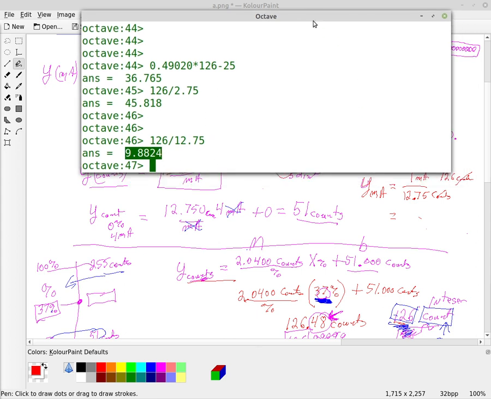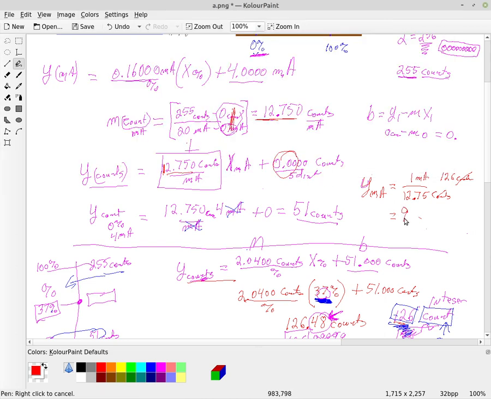Okay, so again, in this case, this is in milliamps, and you can have a fraction of a milliamp. So it would be 9.88, because I only want 3 significant digits. So 9.88 milliamperes. Okay, so that's how many milliamps that we have going to percentage.